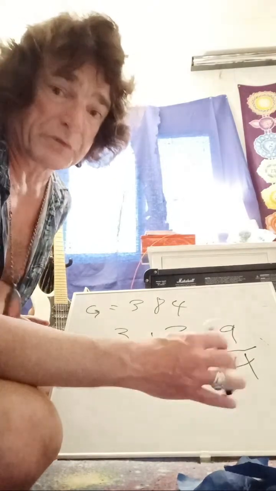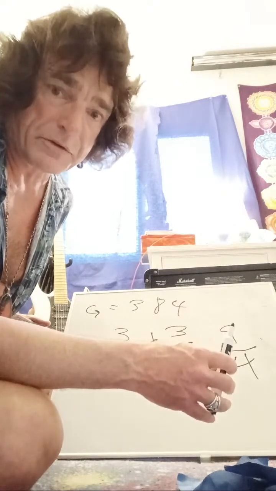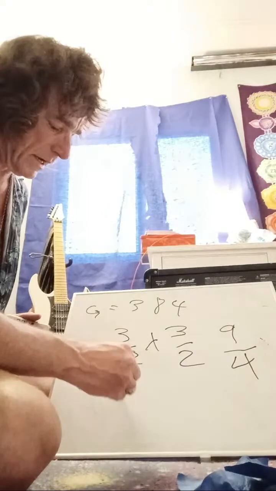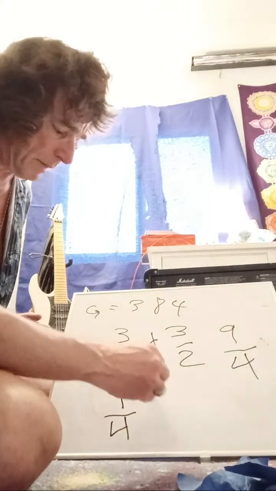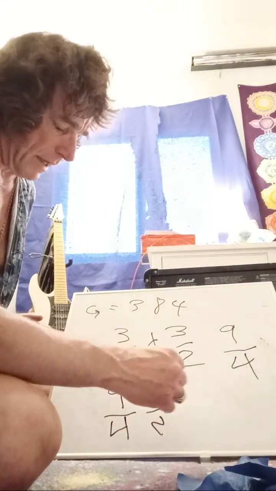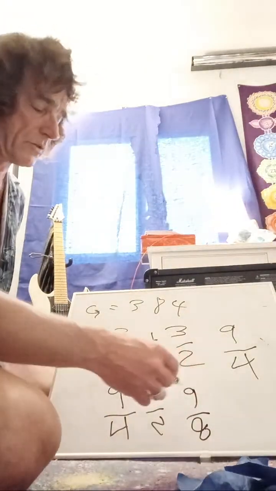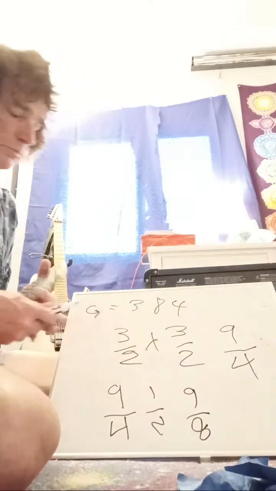So how do you go down an octave? Well, to go up an octave, you multiply by 2. So down an octave, you divide by 2 or multiply by 1/2. So you're going to take 9/4 times 1/2, and that is equal to 9/8. So 9/8 is the frequency ratio of a whole step.